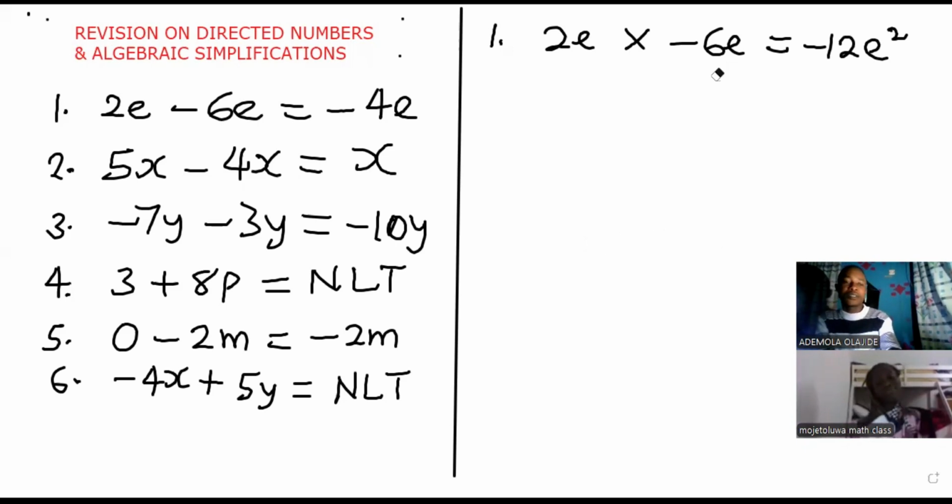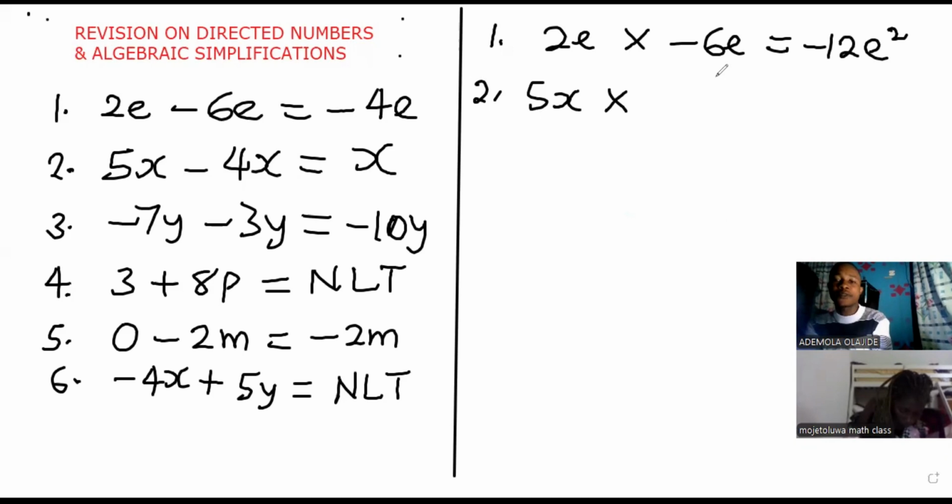Very correct. So number 2, you have 5x to multiply negative 4x.